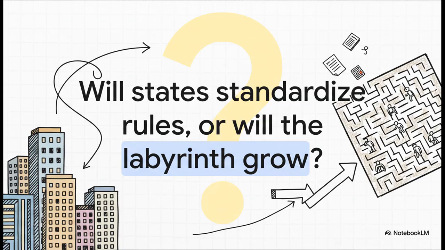And this really leaves us with the big forward-looking question. Remote work isn't going away. It's the new reality. So, are the states going to get together and create some kind of standardized, sensible system for fixing these errors? Or is this compliance labyrinth just going to get bigger and more complicated, trapping even more employers and employees in the middle? That's what we'll be watching.